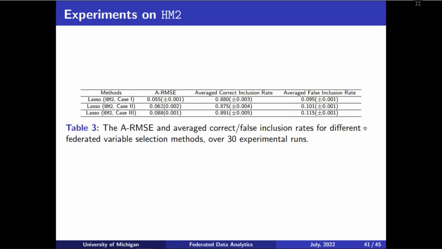This figure summarizes the performance of variable selection for case 1, case 2, and case 3. I use the lasso as one example for HM2. As you can see, first, our model creates a very small average RMSE across all the cases. And also, from the second column, you can see our model has a very high correct inclusion rate, and we have a very low false inclusion rate, which means HM2 works well on variable selection problems.